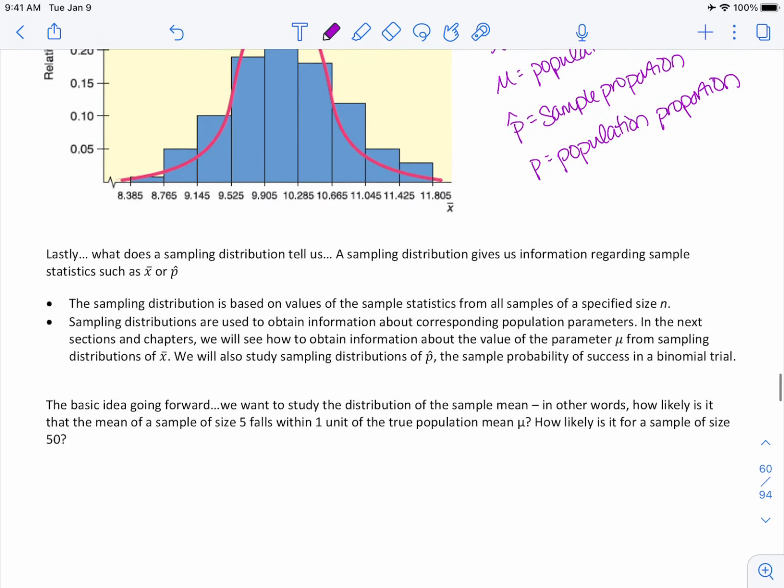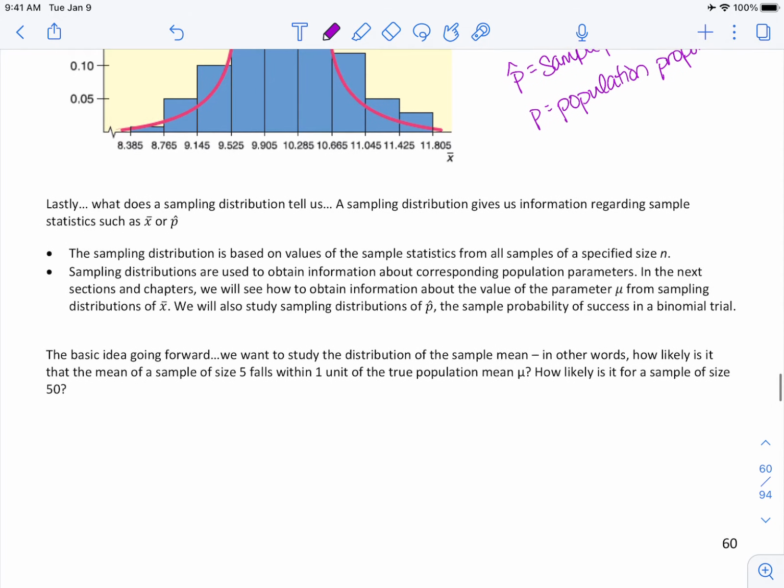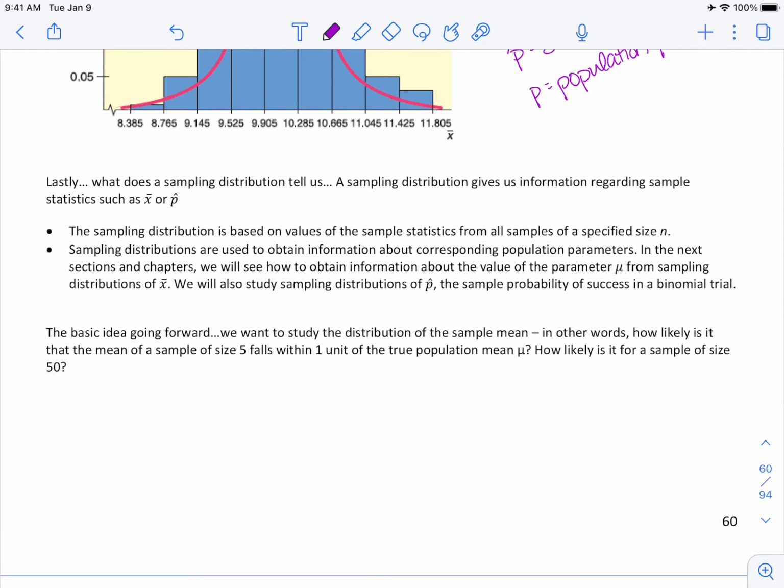The basic idea going forward, we want to study the distribution of the sample mean. In other words, how likely is it that the mean of a sample of size 5 falls within 1 unit of the true population mean, mu? How likely is it for a sample of size 50?